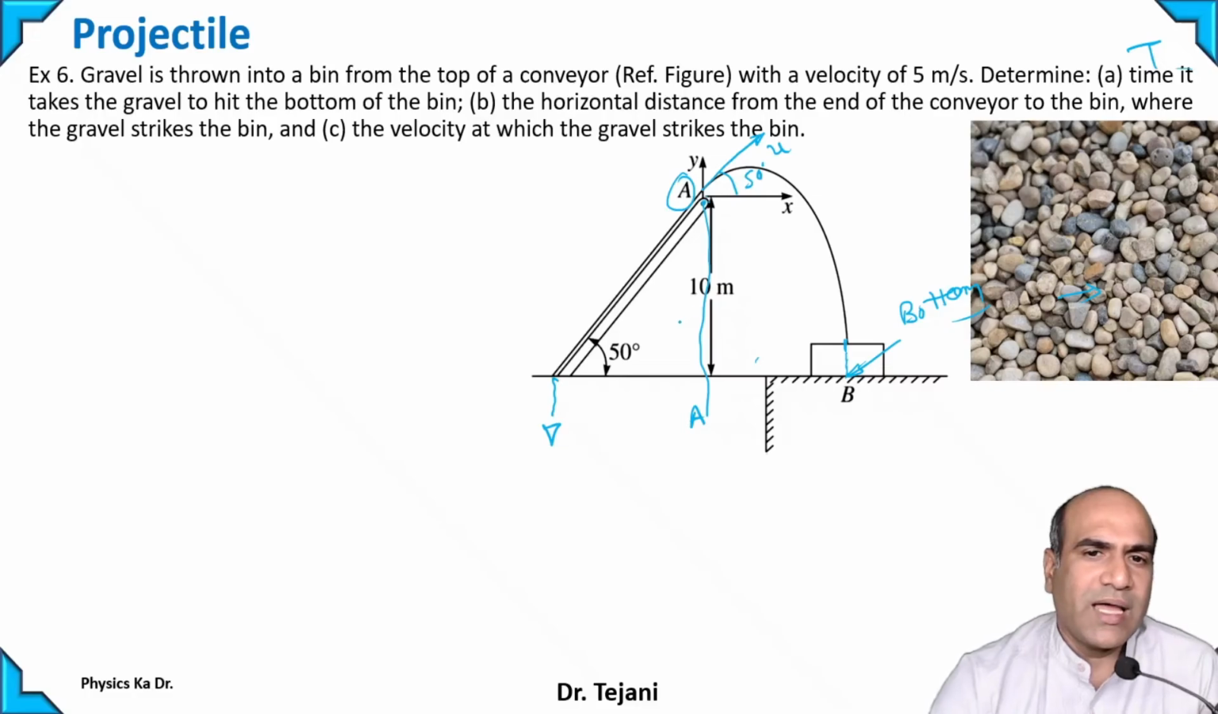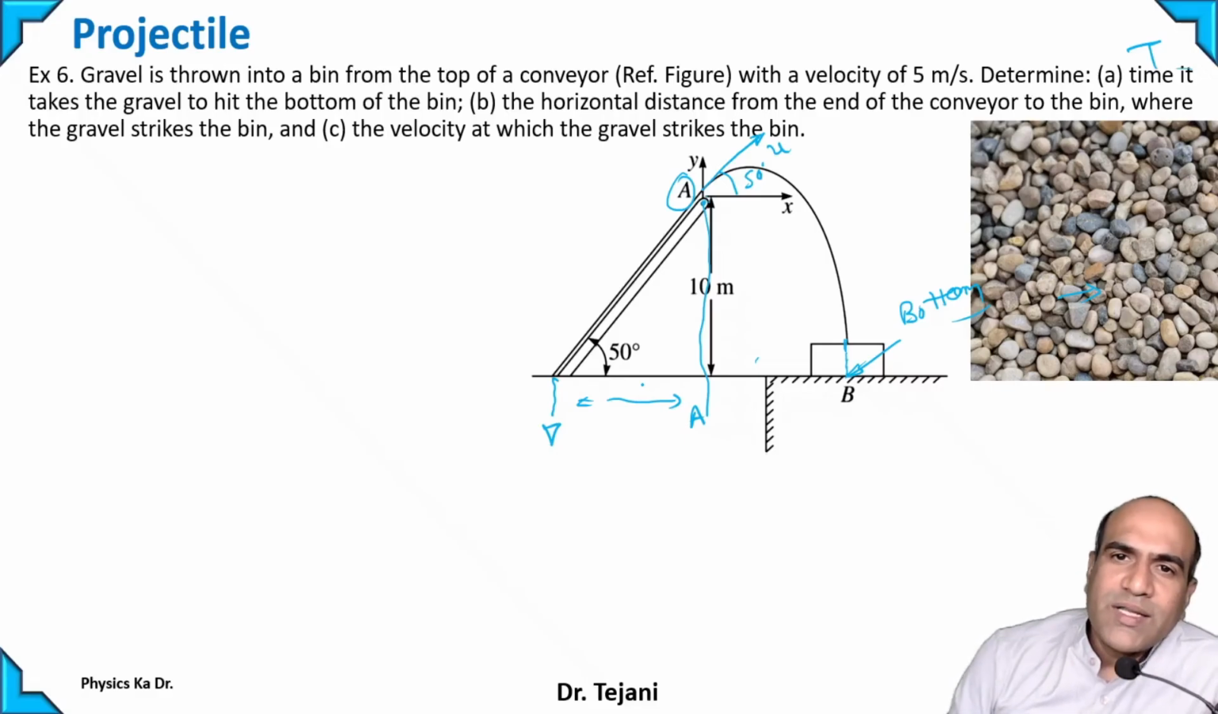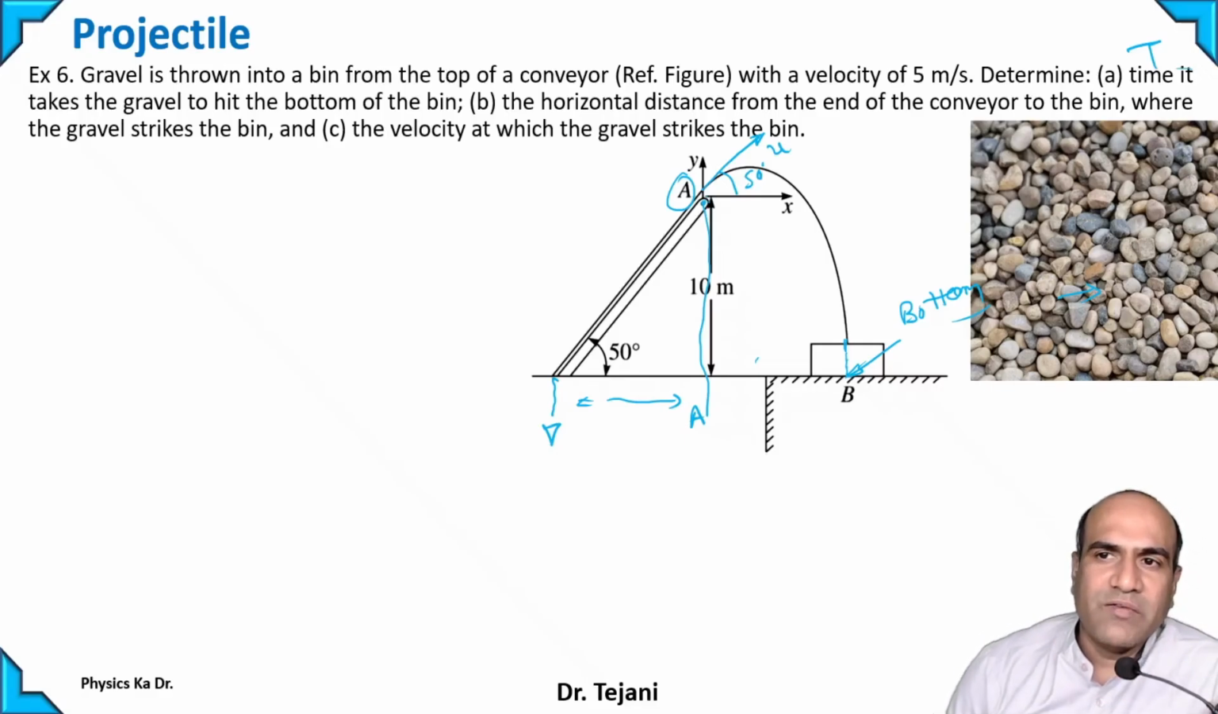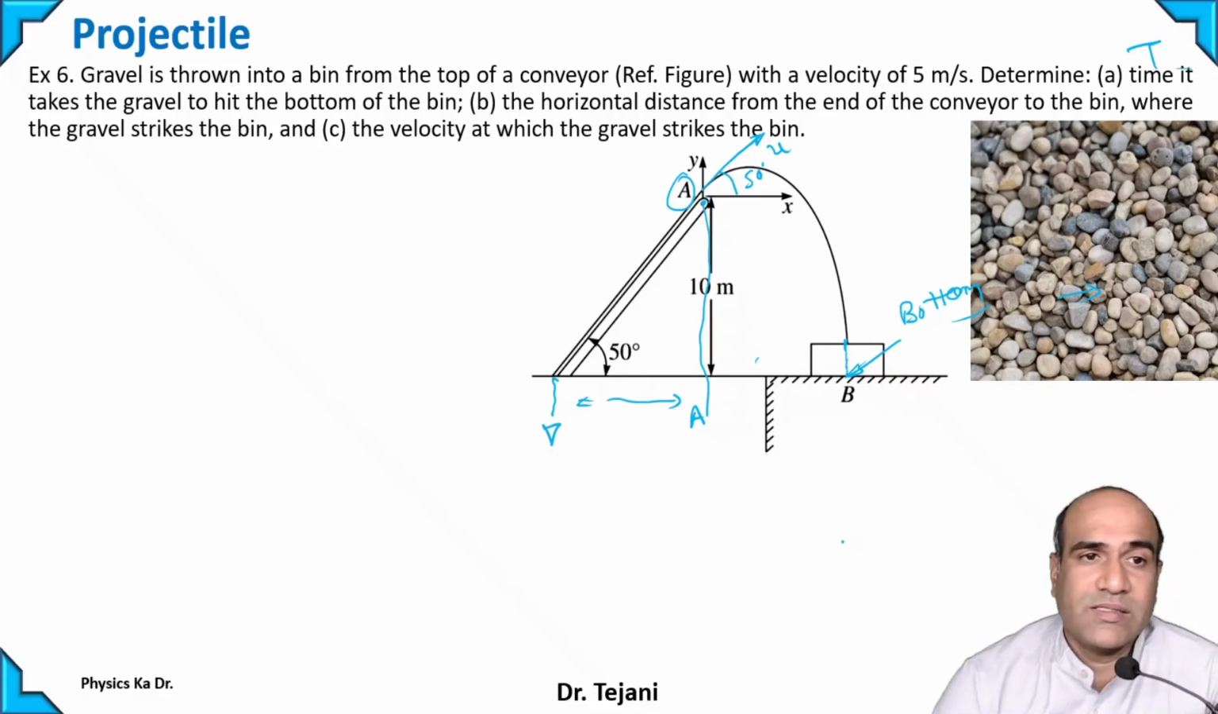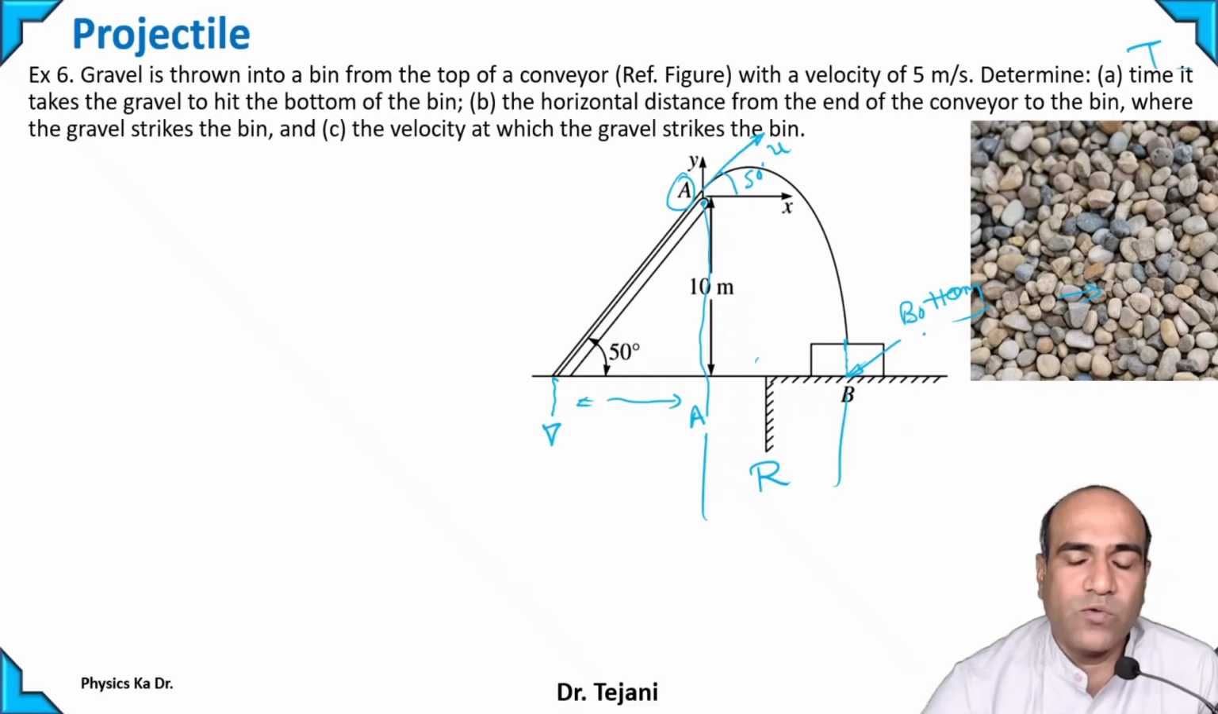Do not go for triangle trigonometry and find this distance. It is not required. So the horizontal distance from the end of the conveyor to the bin where the gravel strikes, that distance between A to B is required. That is our range. And velocity at which gravel strikes. So we need velocity. There will be two velocities: one is vertical velocity and another is horizontal velocity, and the vertical velocity becomes negative.